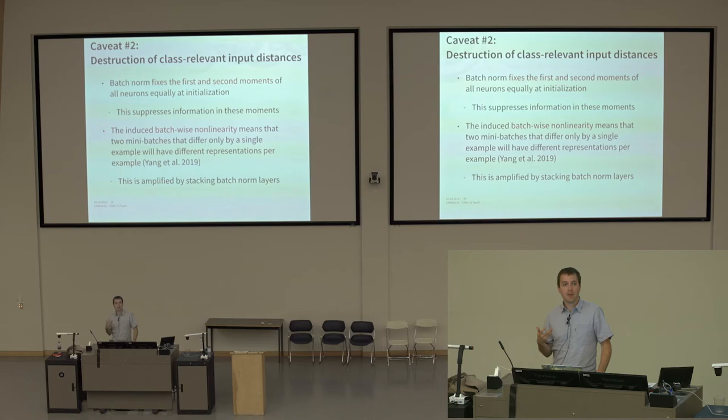And so it actually suppresses information that's contained in these moments that might be informative of class decisions in the case of classifiers. And so this effect gets further amplified when we start stacking batch norm layers on top of each other. So let's look at an example that we produced in a recent paper.